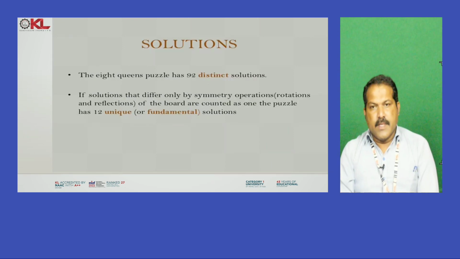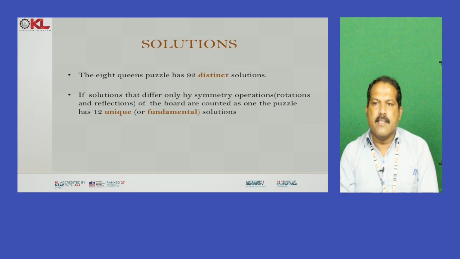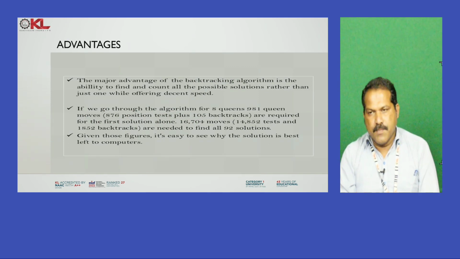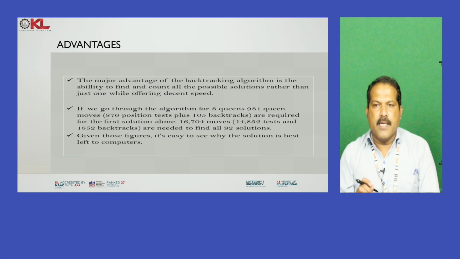So for this we are getting 92 distinct solutions for the 8 queens puzzle. The solutions that differ only by symmetric operations, rotations and reflections of the board, are counted as one. The puzzle has 12 unique fundamental solutions. What is the major advantage? The major advantage of the backtracking algorithm is the ability to find and count all the possible solutions. This is the main thing.